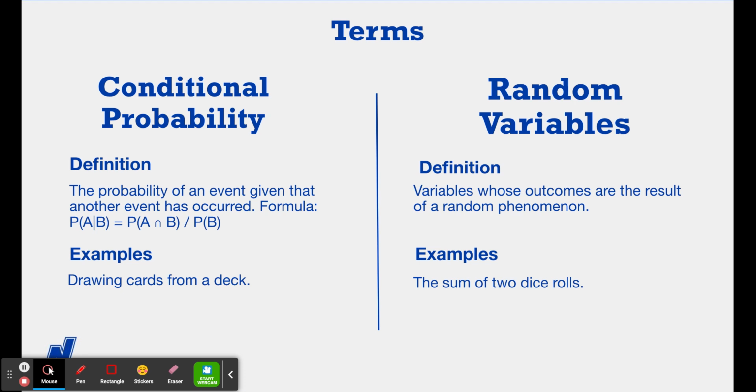For an example, if we are drawing cards from a deck, the probability of drawing a queen given that the card is a face card would be considered the conditional probability.